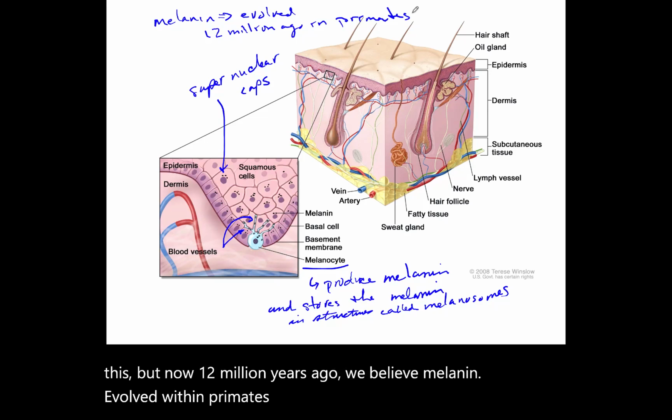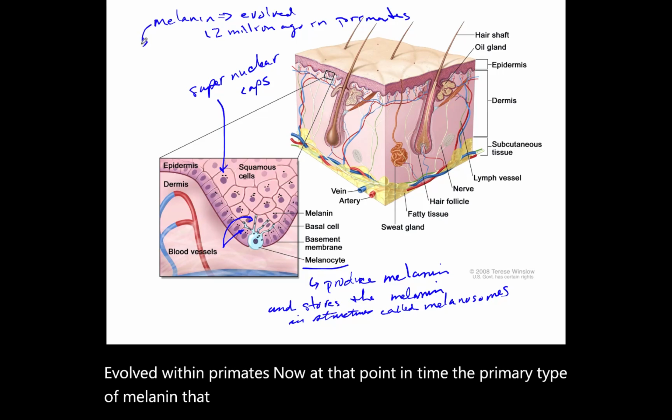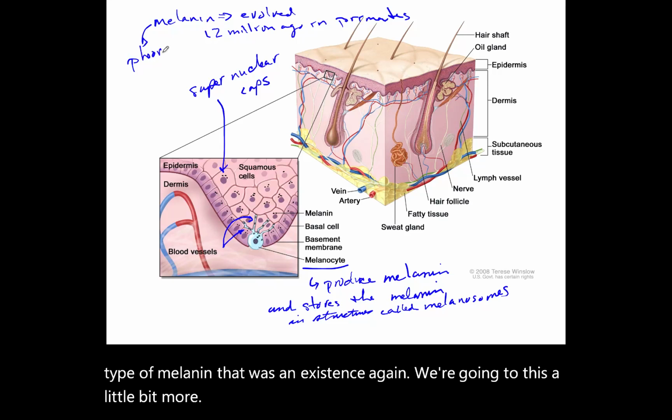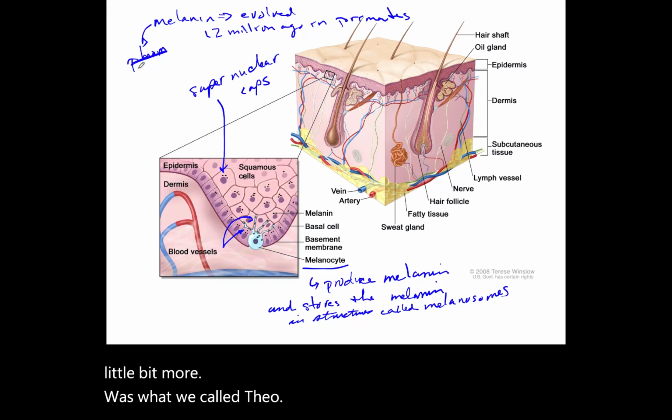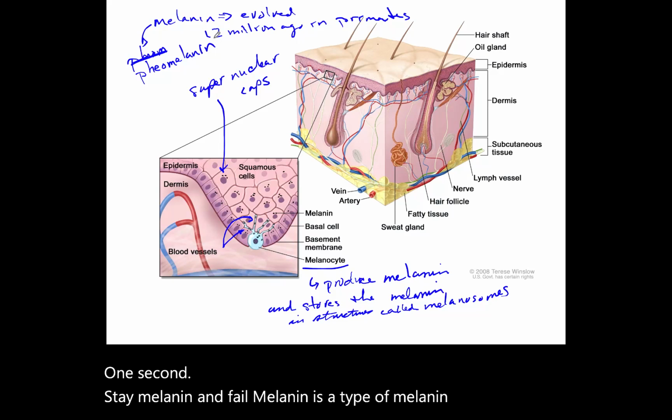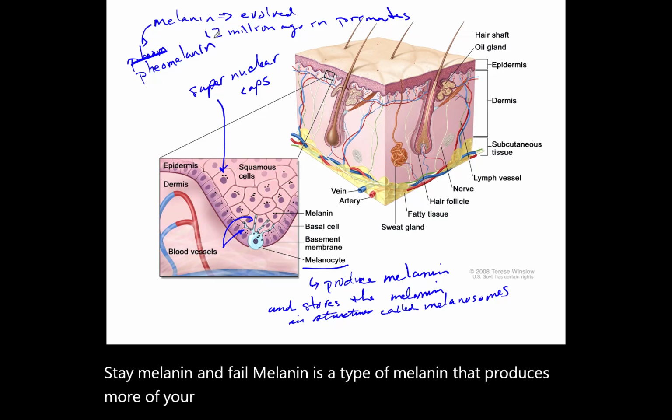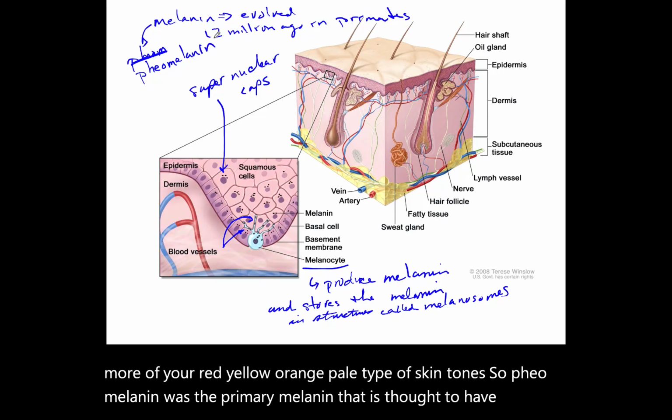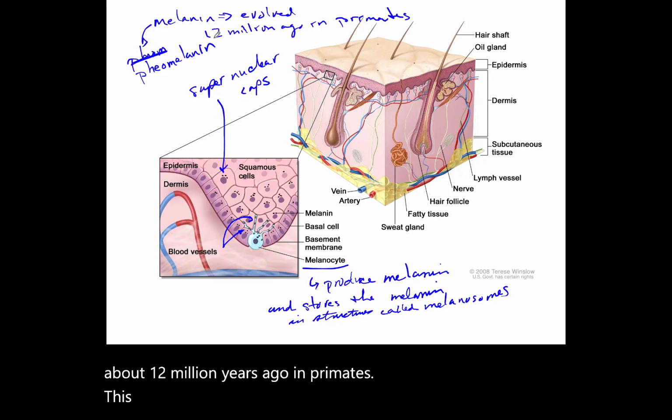Now, at that point in time, the primary type of melanin that was in existence, and again, we're going to go into this a little bit more, was what we call pheomelanin. And pheomelanin is a type of melanin that produces more of your red, yellow, orange, pale type of skin tones. Right? So pheomelanin was the primary melanin that is thought to have evolved about 12 million years ago in primates.